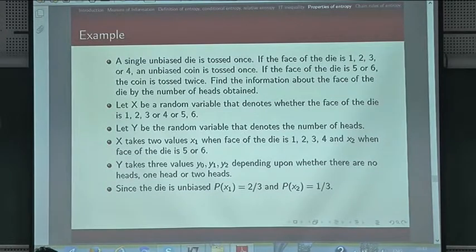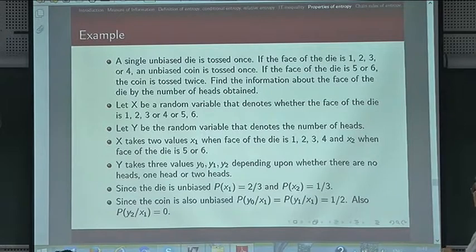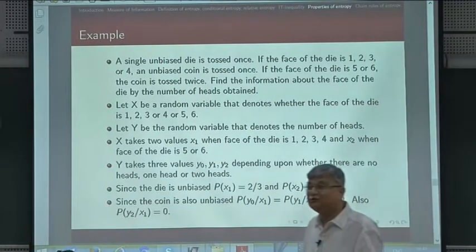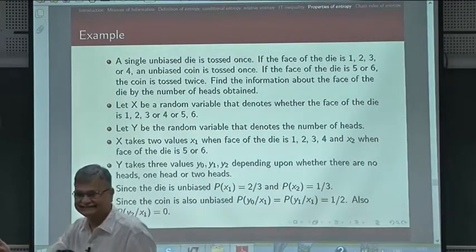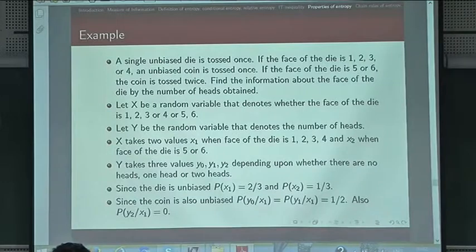Now since the die is unbiased, this step is very easy. Probability of x1 is 2 by 3, x2 is 1 by 3. Why? Because this is 4 by 6, which is 2 by 3, and this is 2 by 6, that is 1 by 3, correct? The coin is also unbiased. So what is the probability of y0 given x1? The probability is equal to half. And what is the probability of y2 given x1? Why is this 0? Two heads cannot come when you toss the coin once. If you have tossed it once, how can you get two heads? So that is why the probability of two heads when x1 is true is 0.